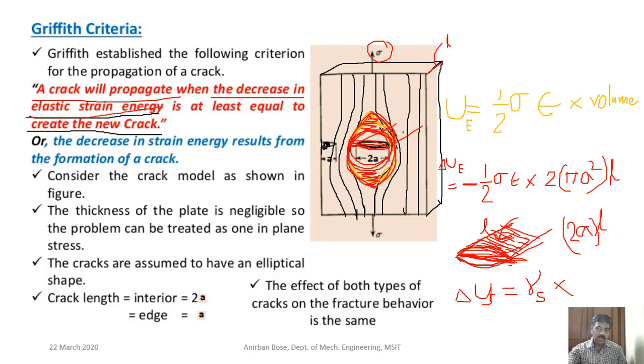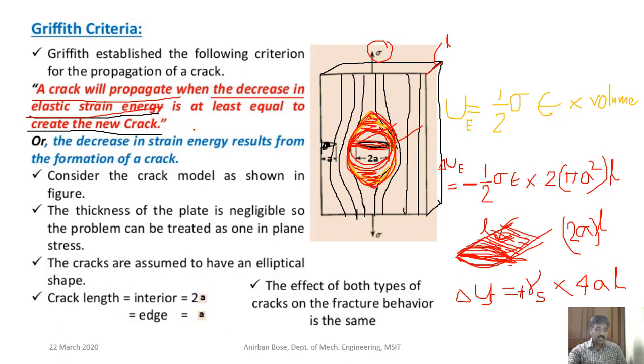So 2a into L is the top surface, and the bottom surface is again 2a into L. So basically the total area is 4 into a into L. That will be required. To develop these new surfaces, this much energy is required, and this is positive. So this one is negative and this one is positive.